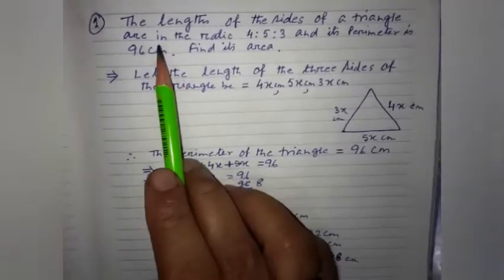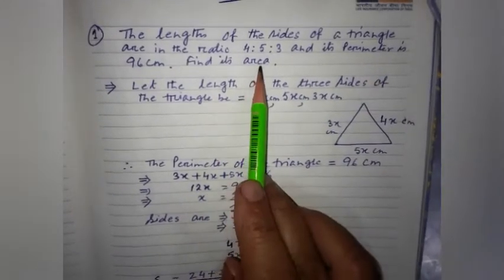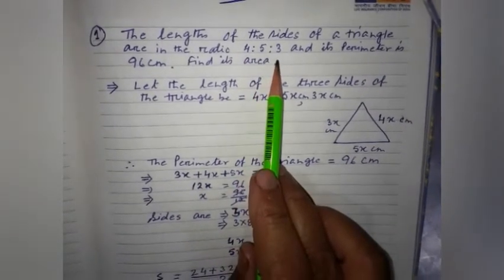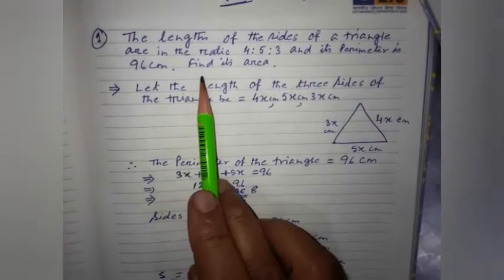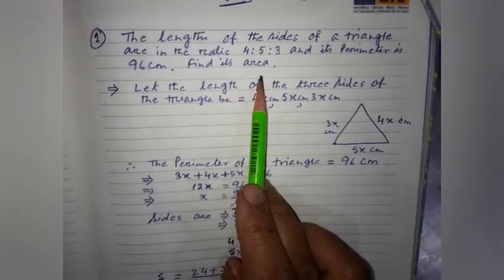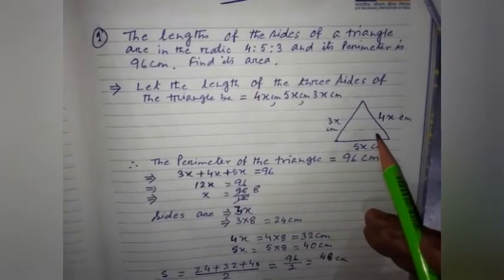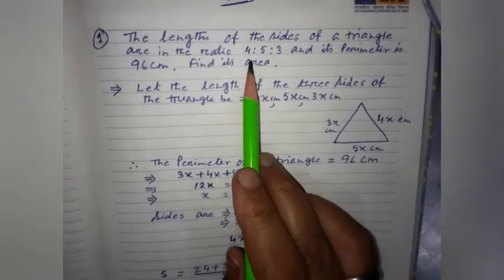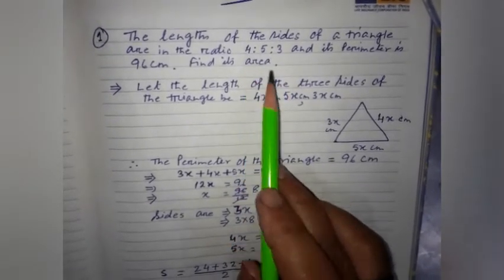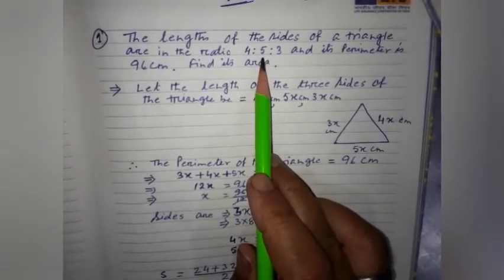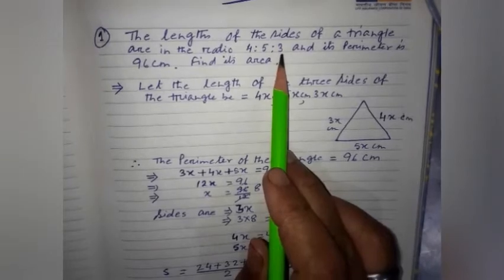The problem is: the lengths of the sides of the triangle are in the ratio 4:5:3 and its perimeter is 96 centimeter. Find its area. So remember that this is a triangle. A triangle has three sides and the ratios are given there, 4:5:3. So let one side be 4x, the other side be 5x and the third side be 3x. If it is given in centimeter, so definitely it's centimeter.